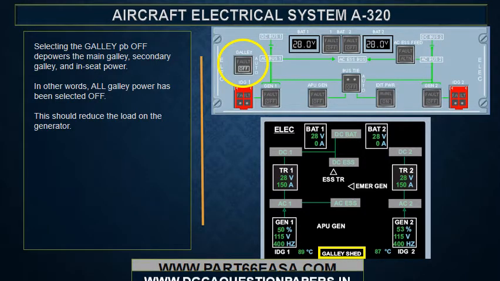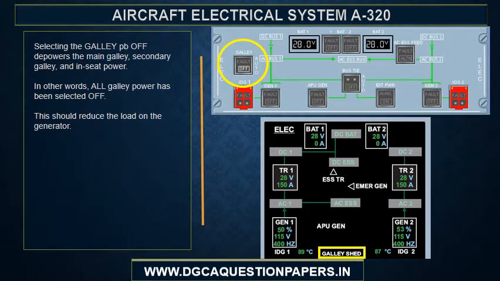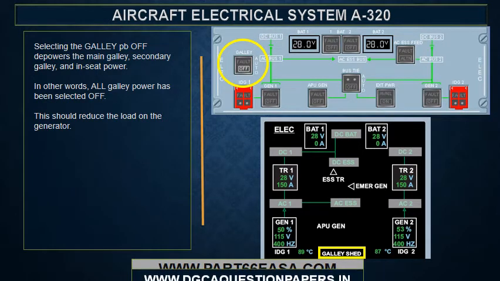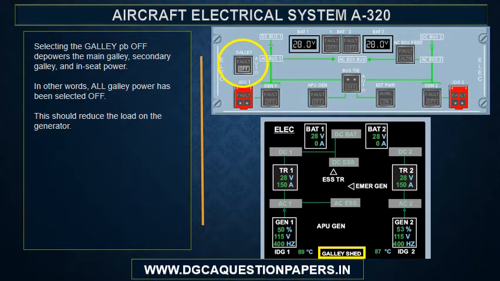Selecting the galley push button off depowers the main galley, secondary galley, and in-seat power. In other words, all galley power has been selected off. This should reduce the load on the generator.